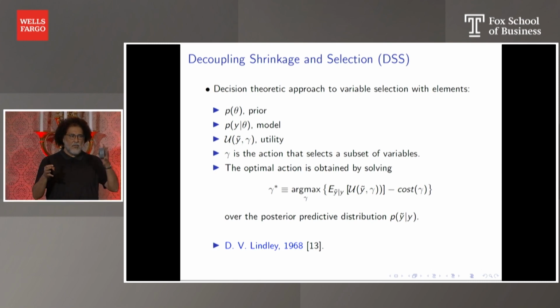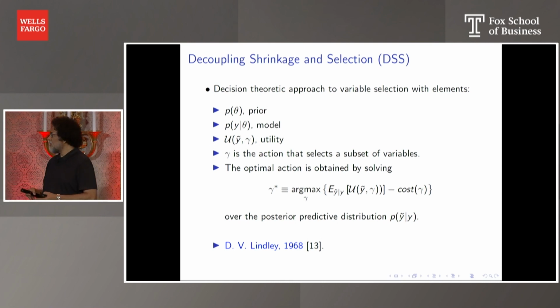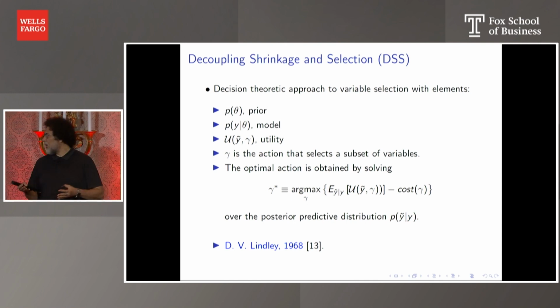What we're going to do here, following this decoupling, shrinkage, and selection, is basically what the title says. We separate shrinkage from selection. And here, shrinkage will essentially be model fitting, and selection will be a decision step after the model fitting.